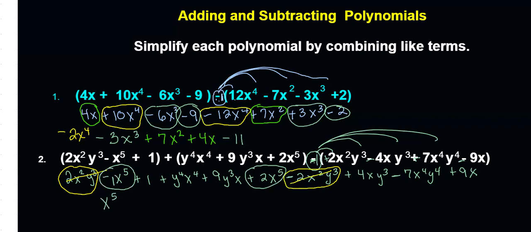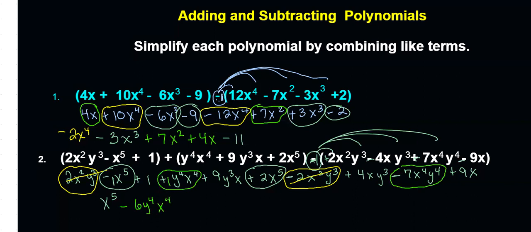Next, again, I like to leave my constants for last. Doesn't mean you do, but I do. So I'm going to do this positive y to the 4th, x to the 4th. Here I've got a y to the 4th and an x to the 4th. Doesn't matter which letter comes first. So I've got a +1 and a -7. The 7's bigger, so it's going to be negative. And 7 take away 1 is 6. That takes care of that.